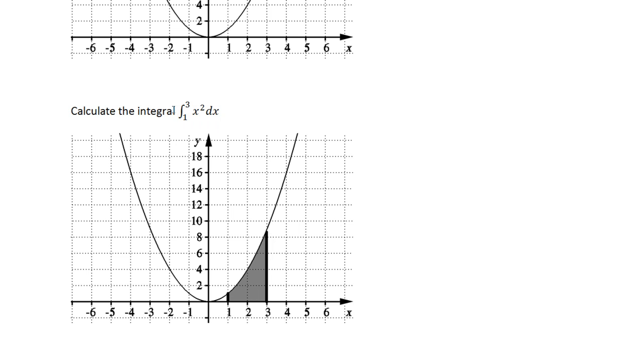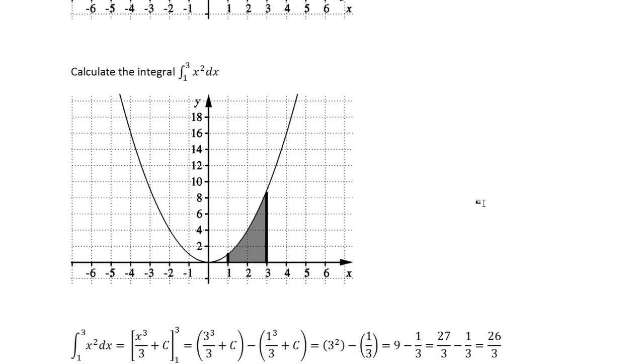Okay, and this is how we write it. A big S, the integral sign, between 1 and 3 of the function x squared, and then we say just dx, but it means with respect to x, which means that the variable is x. So the integral of x squared dx with the lower limit 1 and the upper limit 3, and this is how we do it.